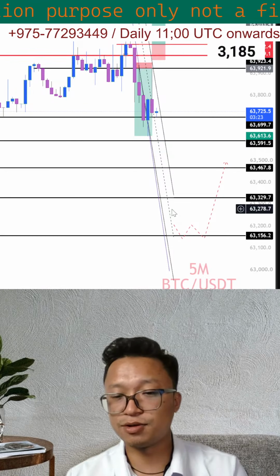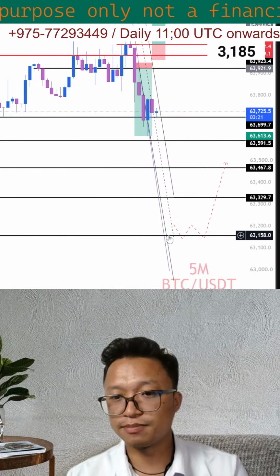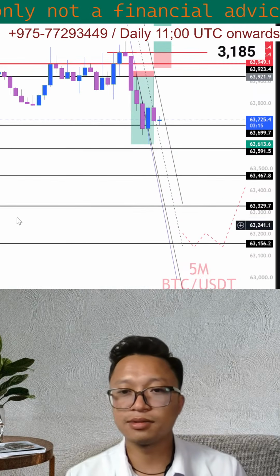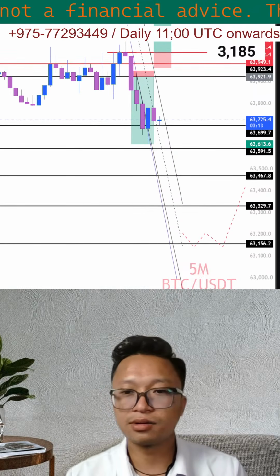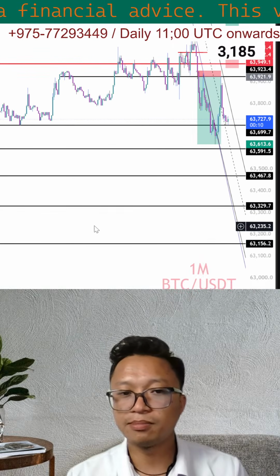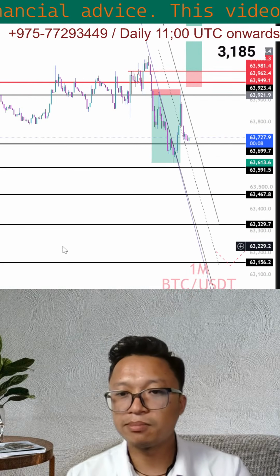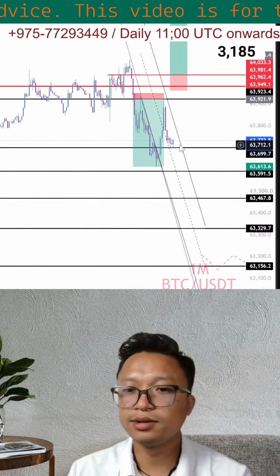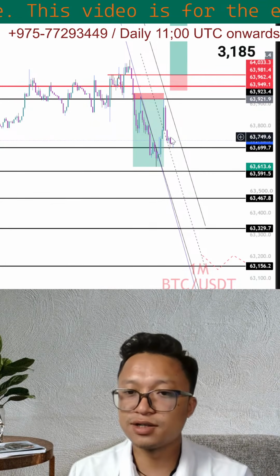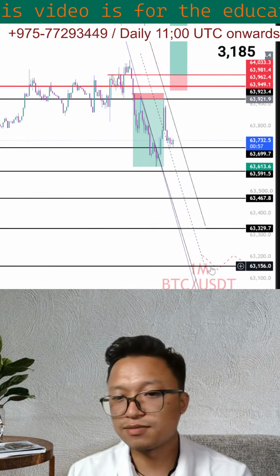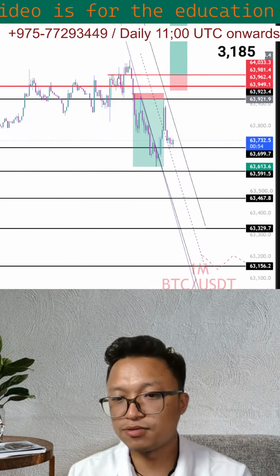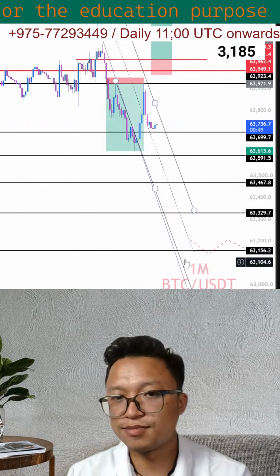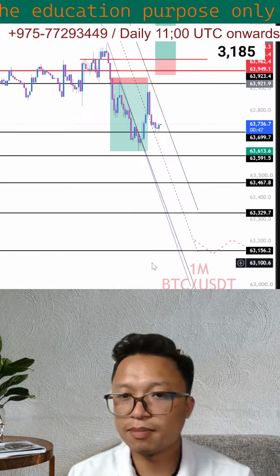If it happens to pass below these levels, maybe this point, $63,156. This is a good point of reversal. If it is not able to pass, the market has good chances of reversing from here. 63,153. So you need to be very alert at these levels, whether the market gives you a breakout or not, and passes through or not.